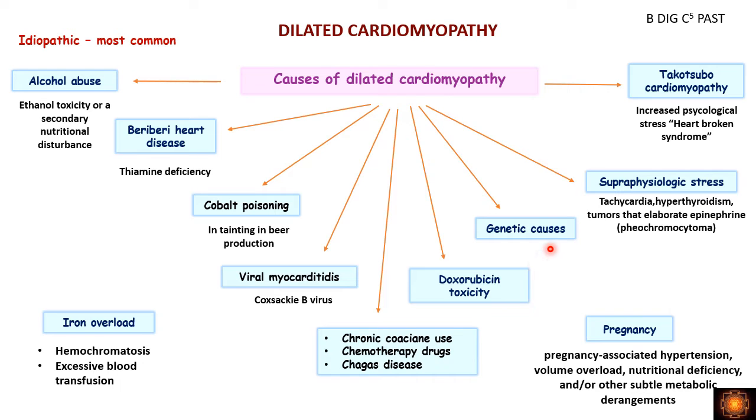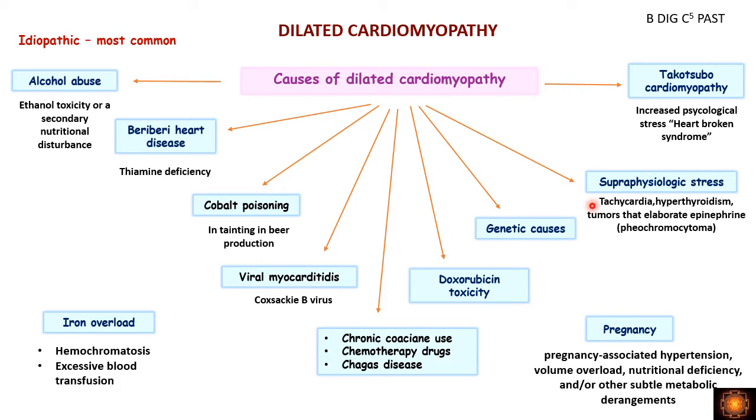We have genetic causes also. Then we have supraphysiological stress in conditions where we have tachycardia or hyperthyroidism, or in tumors which are producing epinephrine. So this also causes dilated cardiomyopathy. And another interesting cause is Takotsubo cardiomyopathy. This we see in severe psychological stress. Then another cause is iron overload, that is in hemochromatosis, and also in pregnancy. Out of all these causes, the idiopathic is the most common one.